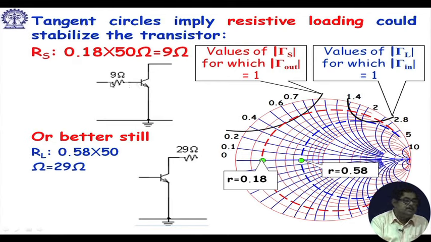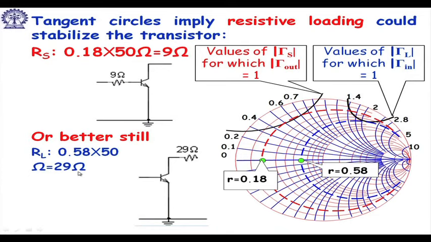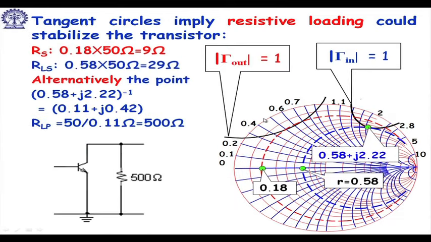So, on the source side, that means at the base of the transistor, I can add a 9 ohm resistance. Similarly, from the output stability circle I can find the tangent circle, and this is a constant resistance circle, this blue one, of 0.58. Upon unnormalizing I see that it is 29 ohm. So, at the load side I can put a 29 ohm series resistance, and that will make the whole thing stable. So, it will stabilize the transistor.